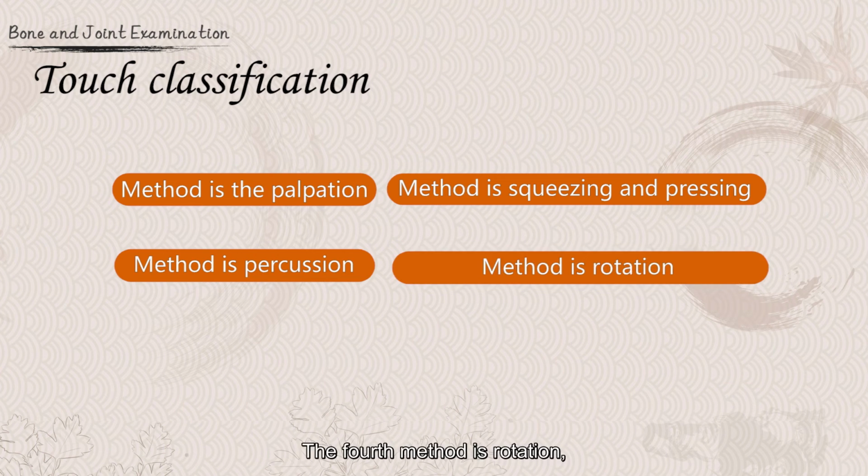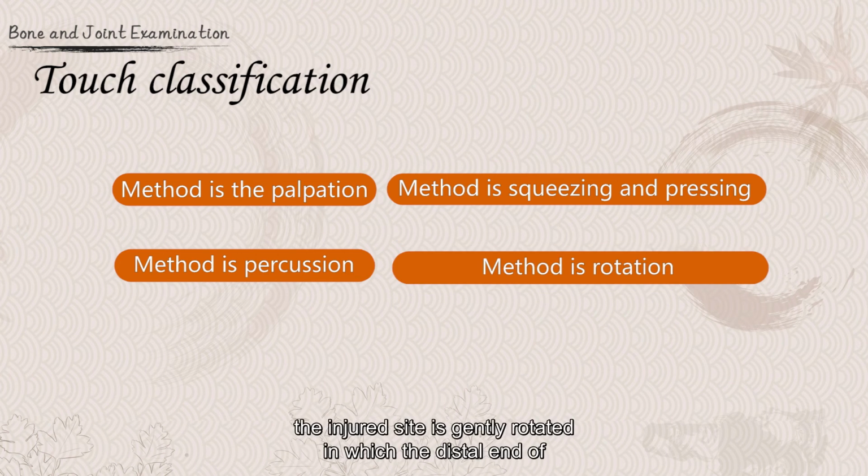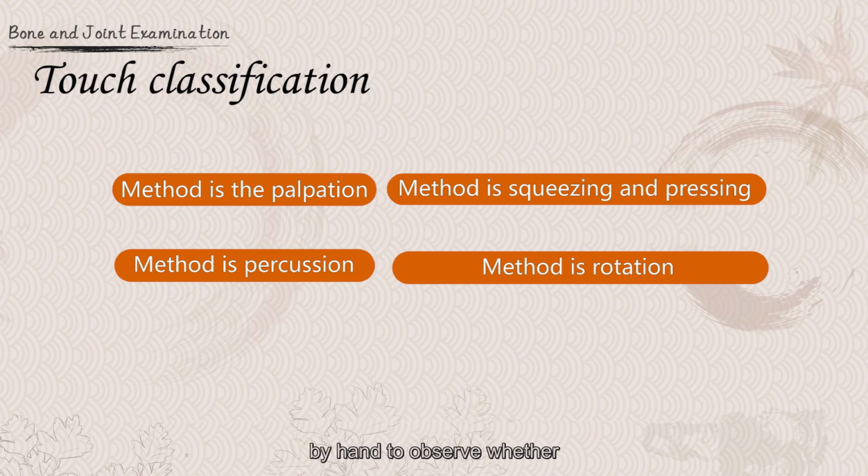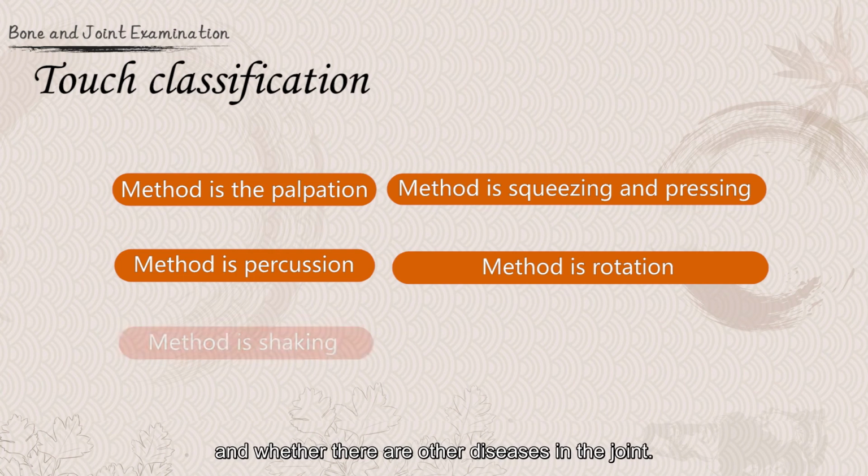The fourth method is rotation, in which the distal end of the injured site is gently rotated by hand to observe whether there is pain in the injury site. This manipulation is often used in combination with flexion and extension to examine whether the limb fracture has healed and whether there are other diseases in the joint.